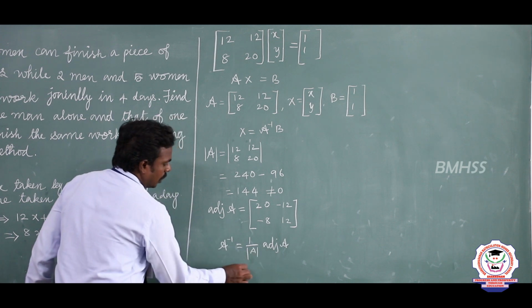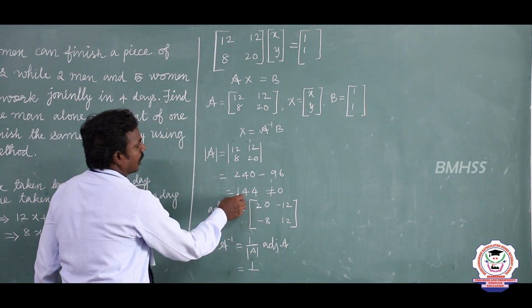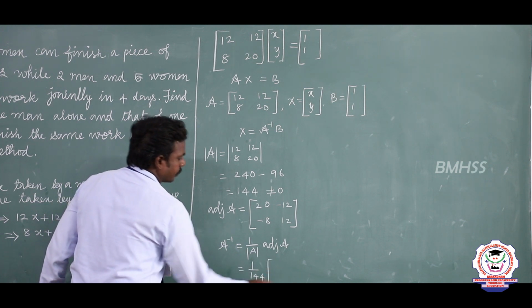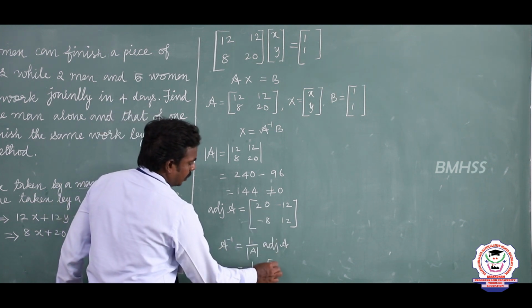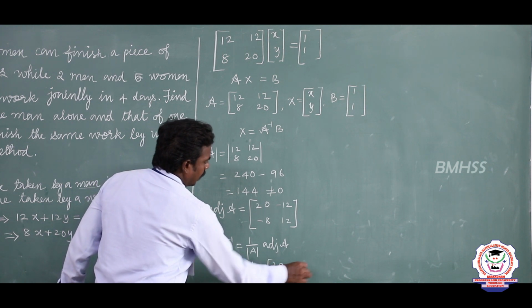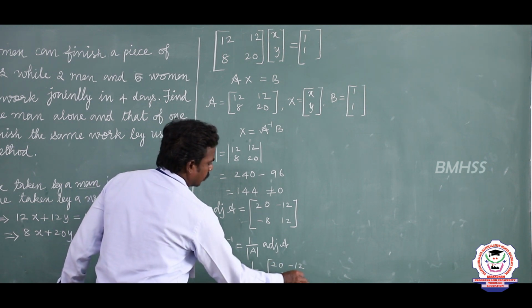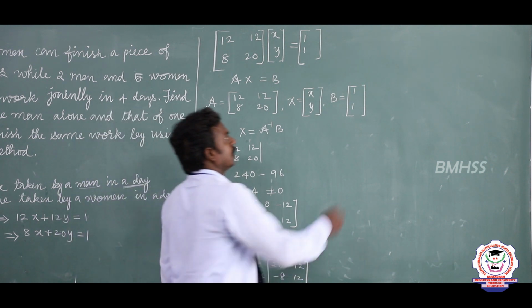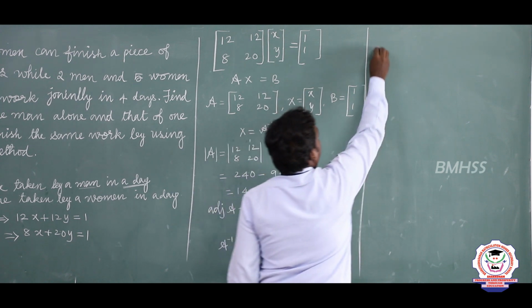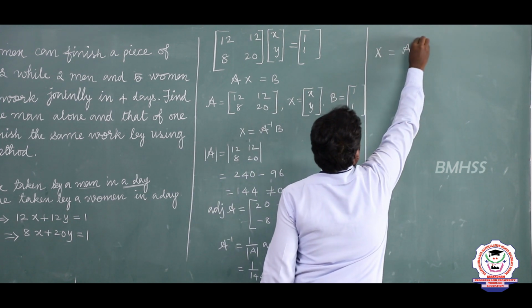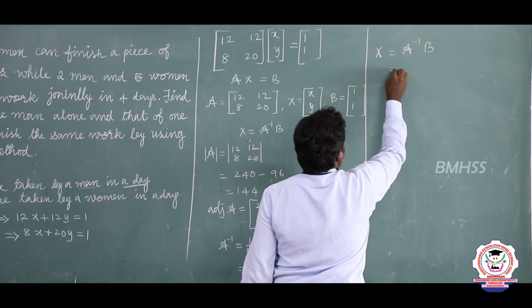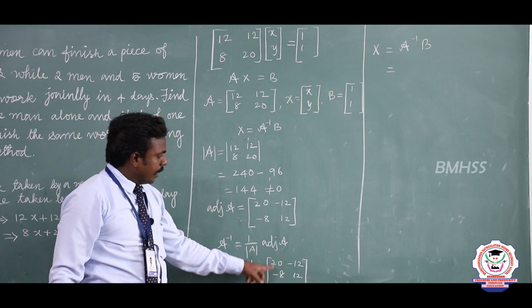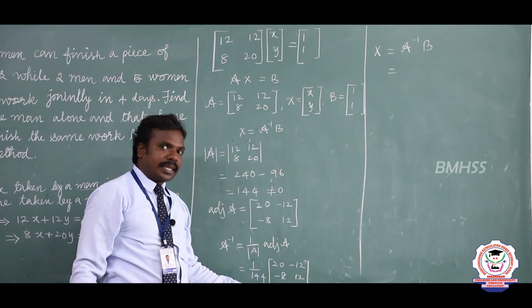Now we have the values. Determinant of A is 144, so 1 by 144 into the adjoint of A, which is 20 minus 12 and minus 8 plus 12. A inverse is ready. Next I am going to find the X matrix. Listen, X is equal to A inverse into B matrix. So A inverse we have already found, that is 1 by 144 into 20 minus 12 minus 8 plus 12.